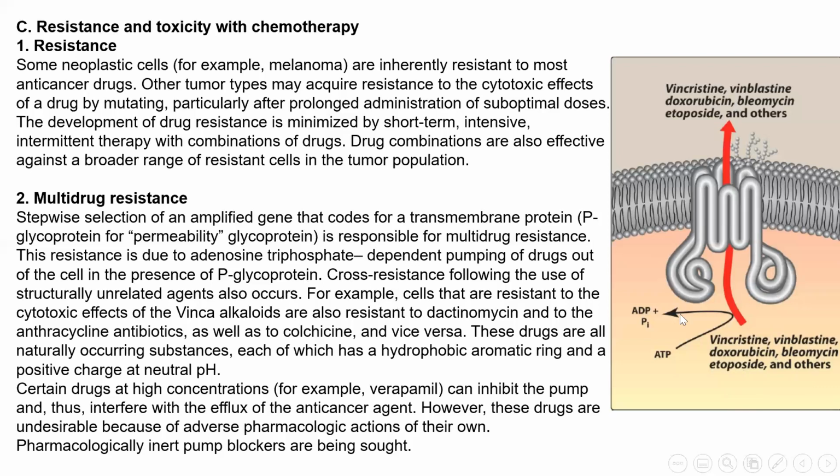Here we have an example, similar to this figure: sometimes cells get resistance to the vinca alkaloids, actinomycin, anthracycline, colchicine, and vice versa. And there is a common feature between these drugs: all of them have a hydrophobic aromatic ring with a positive charge at neutral pH. Maybe this is the common feature between these drugs that leads to this multi-drug resistance.